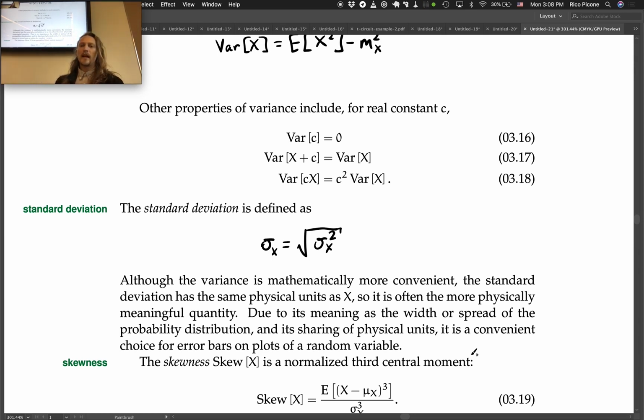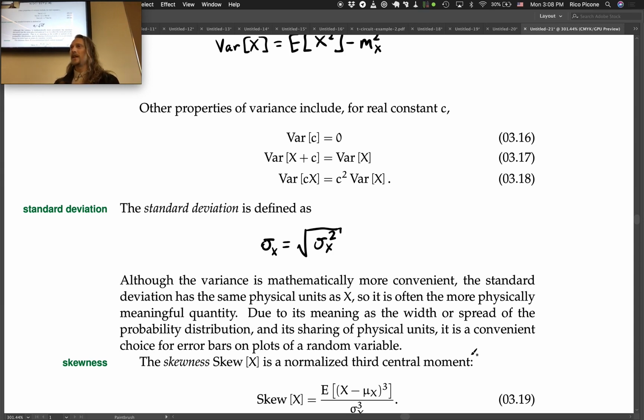Due to its meaning as the width or spread of the probability distribution and its sharing of physical units, it is a convenient choice for error bars on plots of a random variable. So, if you're looking for a good candidate for an error bar, standard deviation is a good one. Sometimes people do one standard deviation. That's probably the most common.